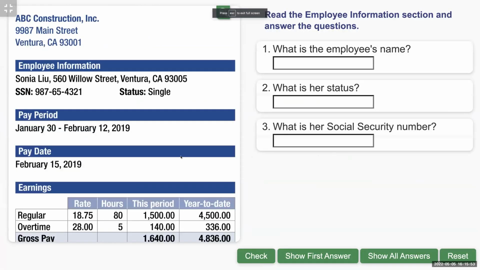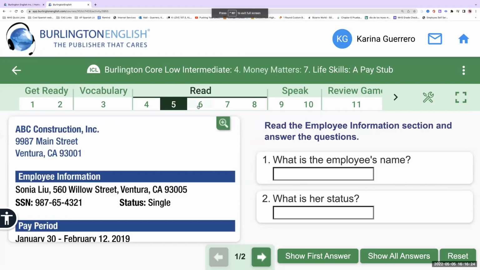If you're ready to go on, it's still the same information. We're going to read the employee information section and answer the questions. What is the employee's name? Please locate the name and last name. Please locate what is her status. And also locate what is her Social Security number. You can put pause. If you're ready, we're going to move to 6.